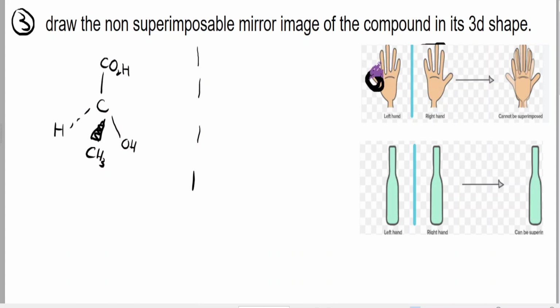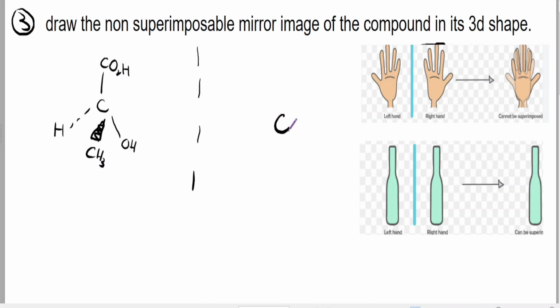My thumb, which was originally at left, would now be at right. The smallest finger, which was originally at the right, would now come at the left because it's mirrored. So what I'm trying to say is that whatever is at the left would come at the right, and whatever is at the right would simply come at the left.